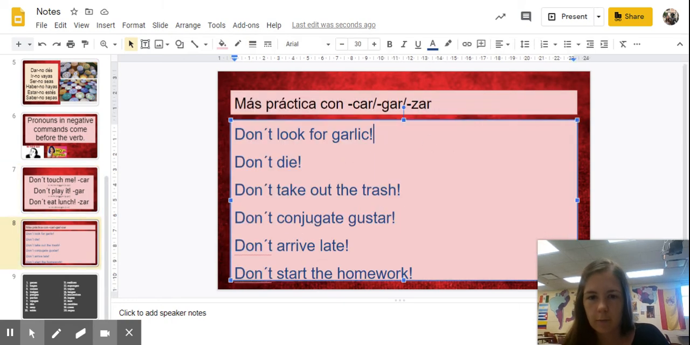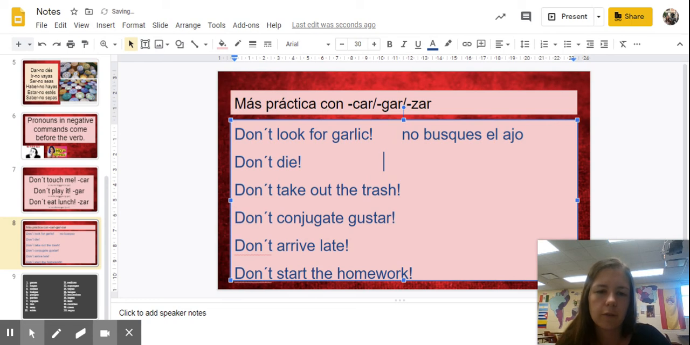I'm going to do a few more examples with the car. So if I'm saying don't look for garlic, buscar is to look for. My yo form is busco. C changes to QU. My opposite ending is ES, el ajo. One note with to look for, you do not put the word para. It's just included. Look for is all included in that busques word in Spanish.